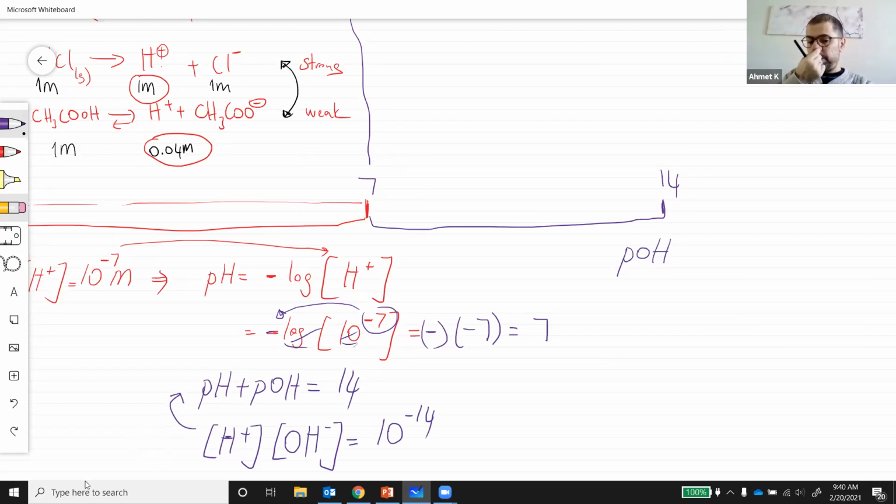Meaning that if you have one of them, then you can find the other, and that's exactly how the question is going to be coming. If I'm going to be giving you the pH of a solution which is 2, I'm going to ask you to find the pOH, for instance, as such. Any question with this, guys?